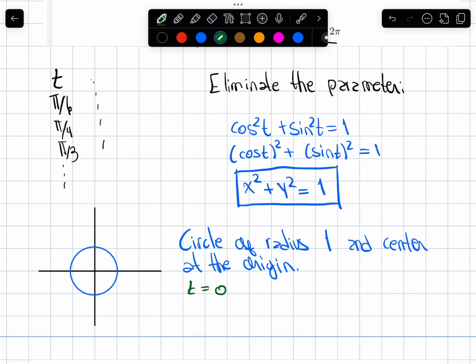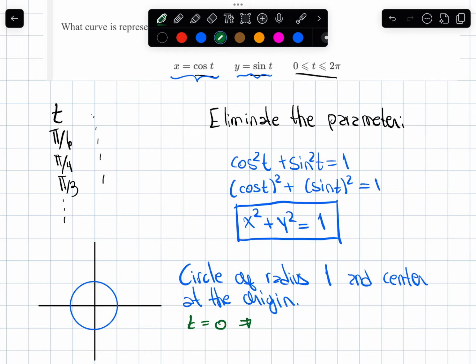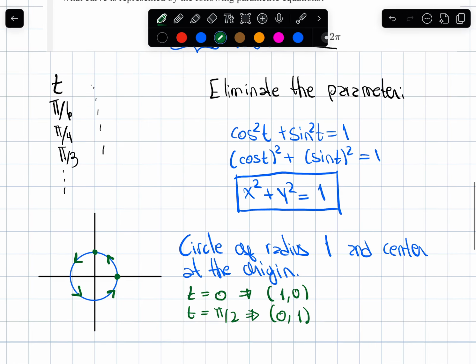equals 0. The cosine of 0 is 1. Your point is going to be 1 comma 0. So that will be this point right here. And if you say t equals pi over 2, which is 90 degrees, the cosine of 90 degrees is going to be 0. The sine is going to be 1. So this is the next point, which means the curve is being traversed that way. And if you continue, you can tell that the curve is a circle that's being traversed counterclockwise, which is pretty cool, if you ask me. You can definitely find a clockwise parametrization for this circle. I'll let you try that yourself as well.